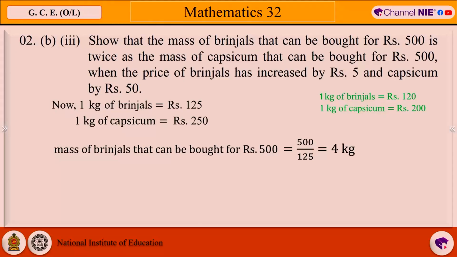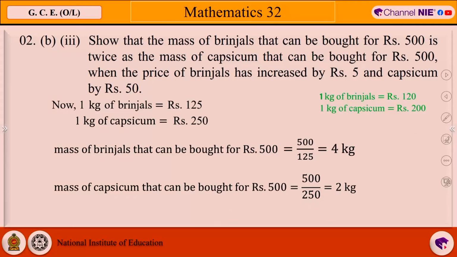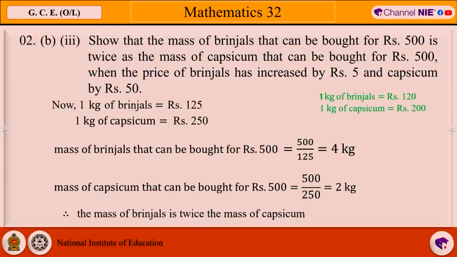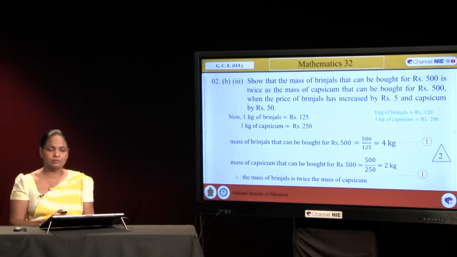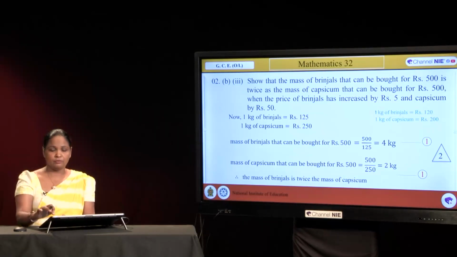It is 4. So, you can have 4 kilograms of brinjals for 500 rupees. Then capsicum, 1 kilo is 250 rupees. Then you can have only 2 kilos of that. Then it is, yes, 2 times 2 is 4. So, you can say therefore, the mass of brinjals is twice the mass of capsicum. Now, you showed that. For that again you get 2 marks. Right. That is the end of the second question. So, let us move on to another question. We will see what it is.